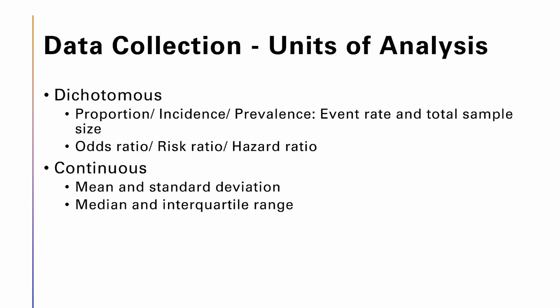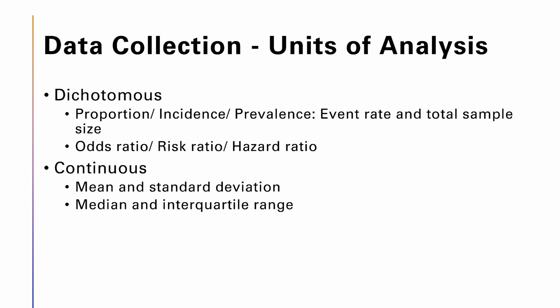So, when you collect data for meta-analysis, it's important to consider the type of outcome being studied. For dichotomous outcomes such as proportion, incidence, or prevalence, the key data to collect includes the event rate, like the number of events, and the total sample size. Other measures to be collected include odds ratio, risk ratio, or hazard ratio.